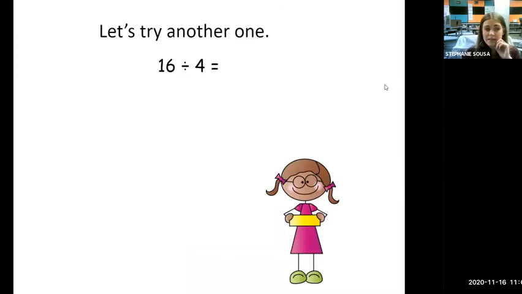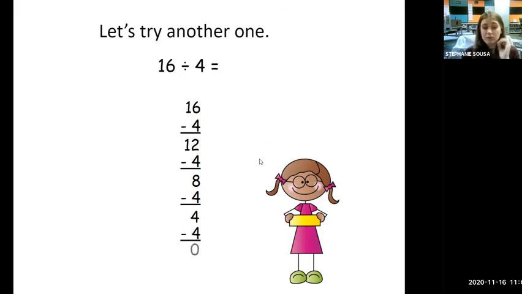So let's try another one. 16 divided by 4 is the same as 16 minus 4, which equals 12. We're not at 0, so we keep going. 12 minus 4 is equal to 8. We're not at 0, so we keep going. 8 subtract 4 is equal to 4. We're not at 0, so we keep going. 4 subtract 4 is equal to 0.